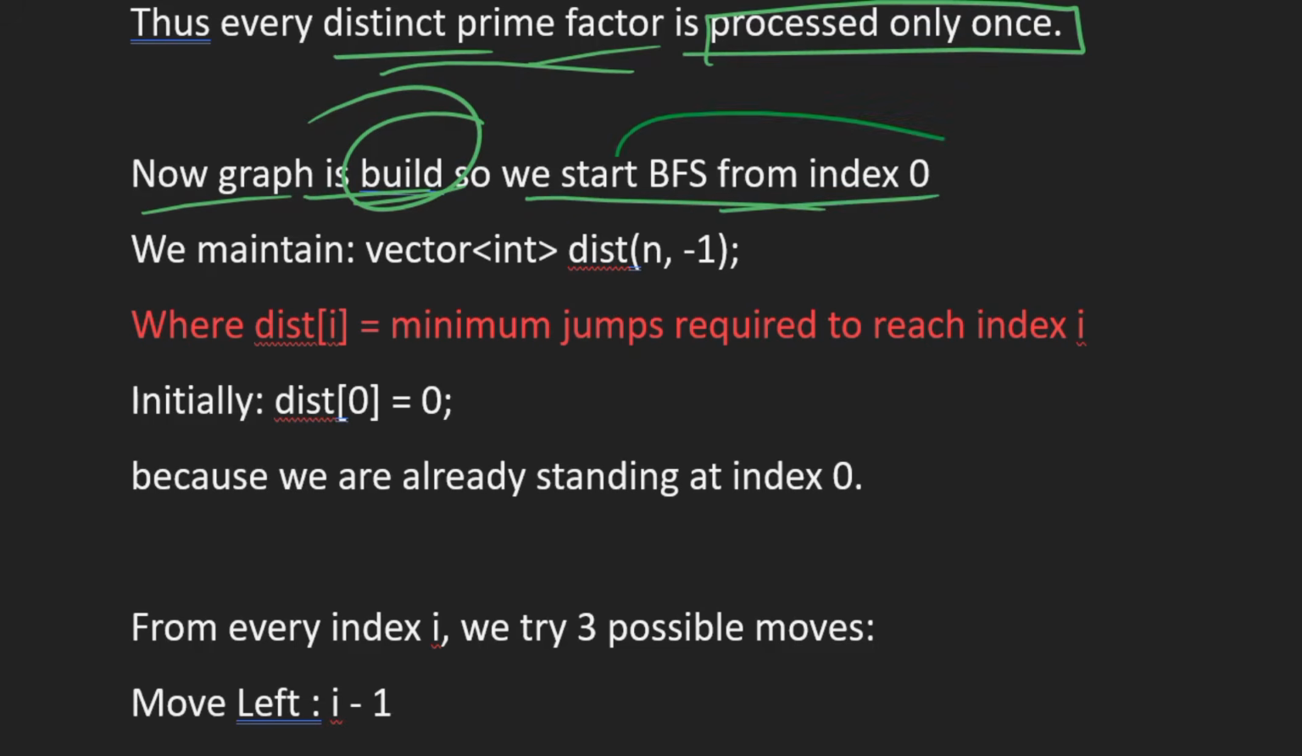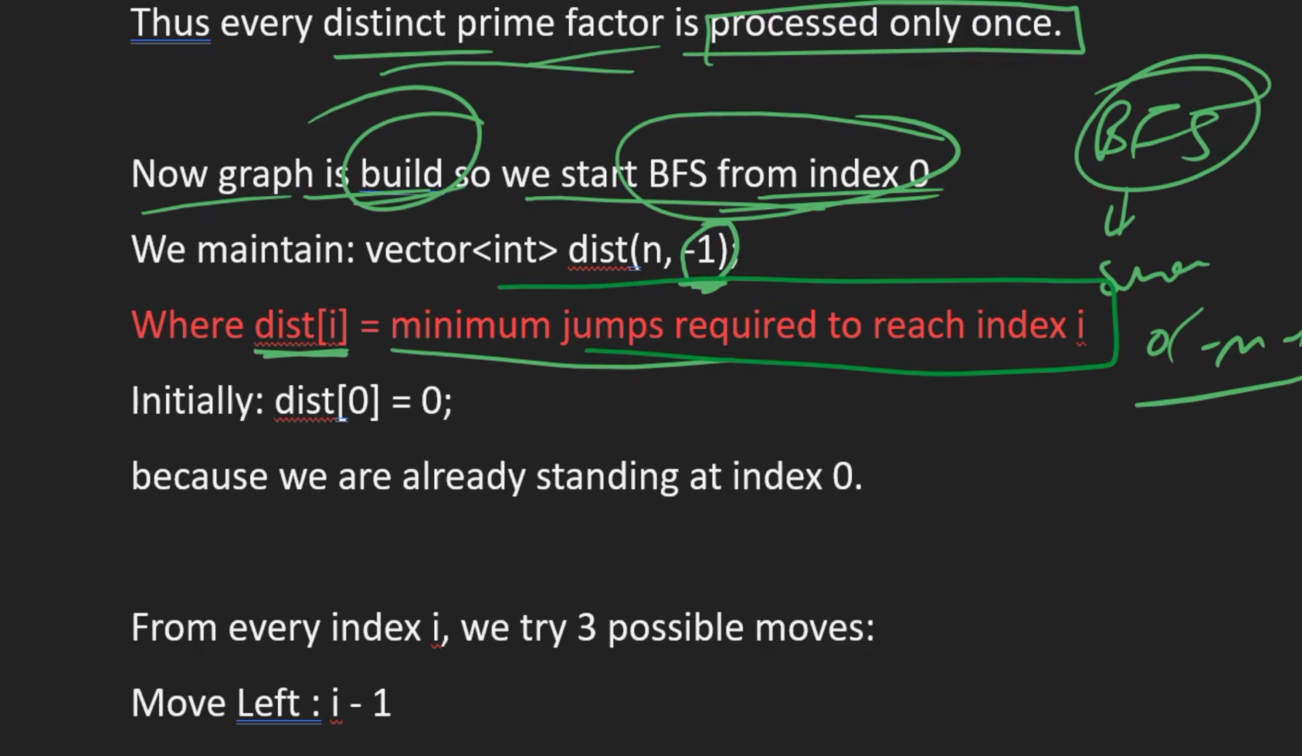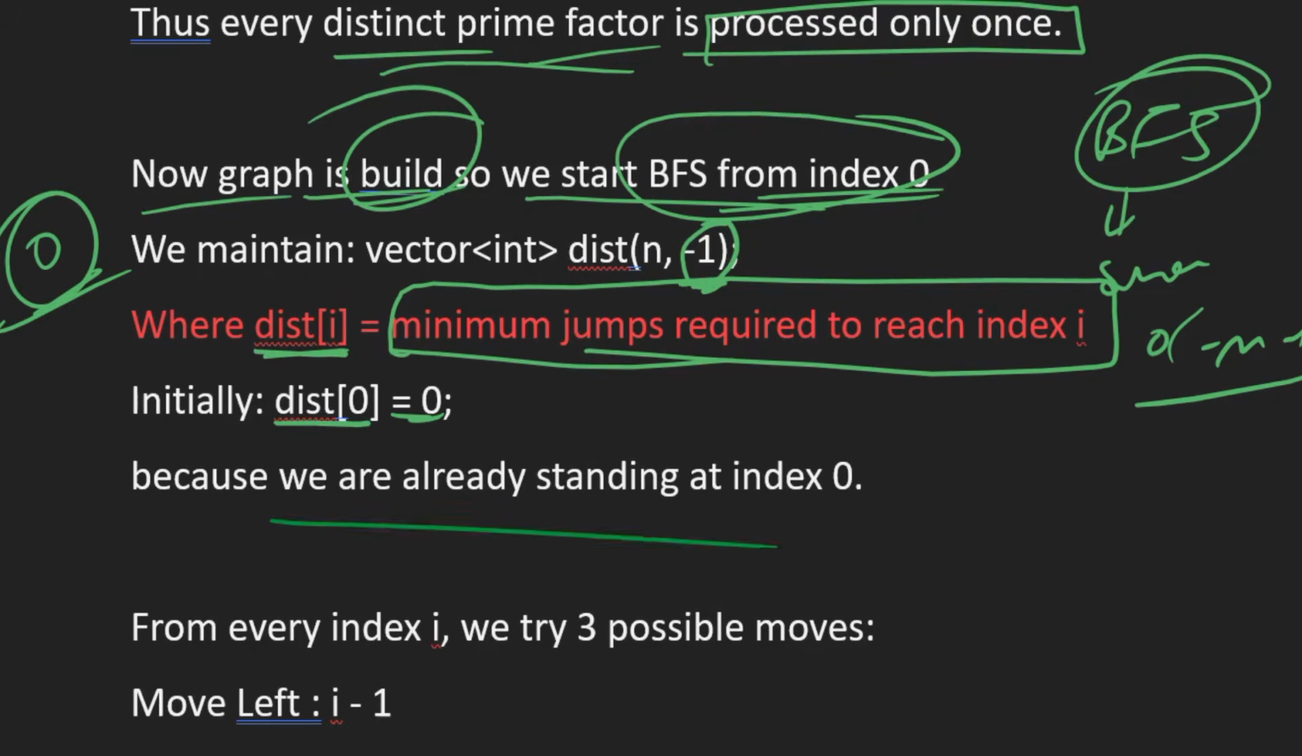So we start BFS. We use BFS to find the smallest path from 0 to n minus 1. We start from index number 0 because that is our starting point. Then we maintain a vector named distance, of size n, and initially all elements are -1, which means they haven't been reached yet. Distance of i is the minimum jumps required to reach index i from index 0, right? So distance of 0 will be 0 because initially we are at index 0.